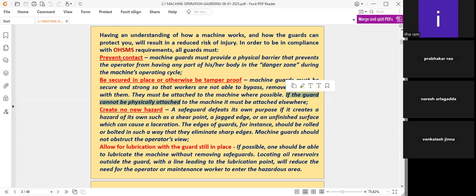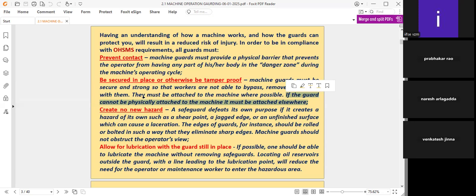Therefore, not only is the guard there to prevent contact, but it should also be secured in place. Otherwise, it will be tampered with. The guard should be secured in place by providing bed bolts. Otherwise, if the bed bolt is not there, it will be tampered with, used somewhere else, and attached somewhere else. That's what the last line says. That's why it says if the guard cannot be physically attached, it must be attached somewhere else. Tamper off. Create no new hazard.